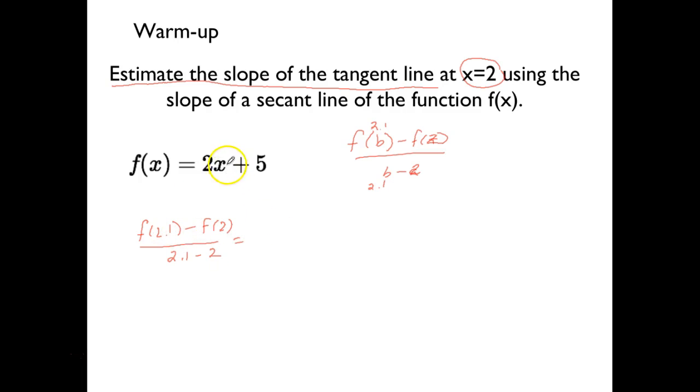Now if you plug in 2.1 into here, that would be 4.2 plus 5 would be 9.2. Minus, if you plug in 2, 2 times 2 is 4, plus 5 is 9, all divided by 2.1 minus 2 is 0.1, and that is going to be 9.2 minus 9 is 0.2 divided by 0.1, which is 2. Okay, so our answer to the estimation of the tangent line at 2 is 2.